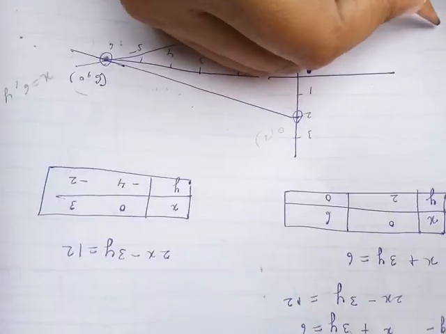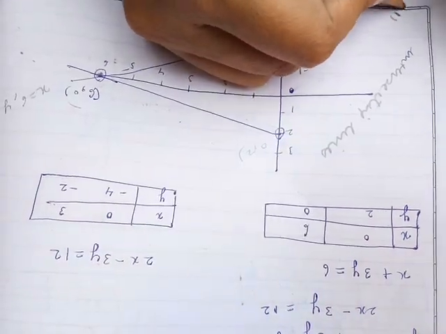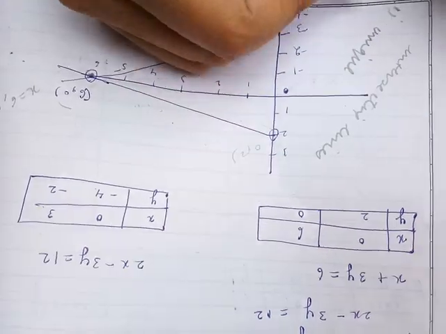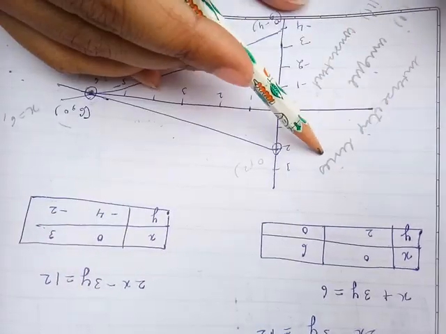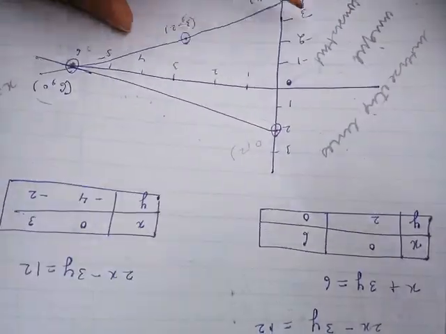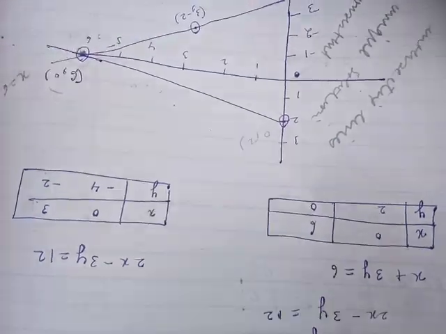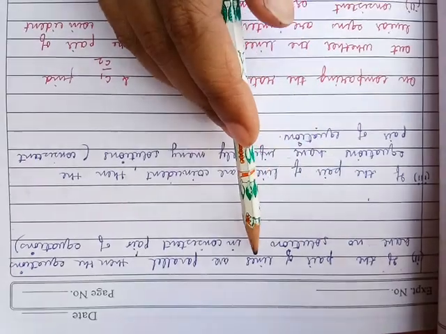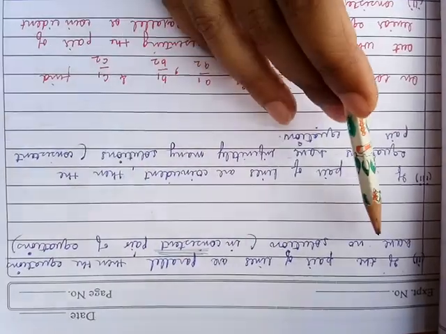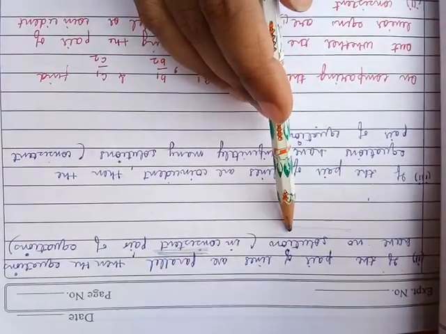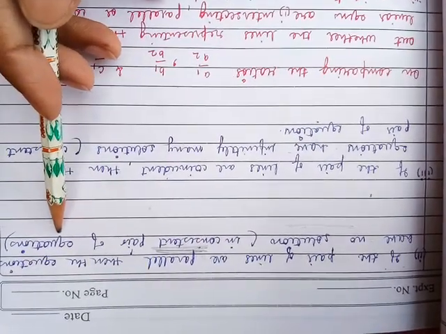If lines are intersecting lines, then the solution is unique and they are consistent. This you have to learn. If lines are intersecting lines, then their common point gives you the unique solution and they are consistent. Now if the pair of lines are parallel, the next type, then the equations have no solution. Parallel lines will have no solution and an inconsistent pair of equations.